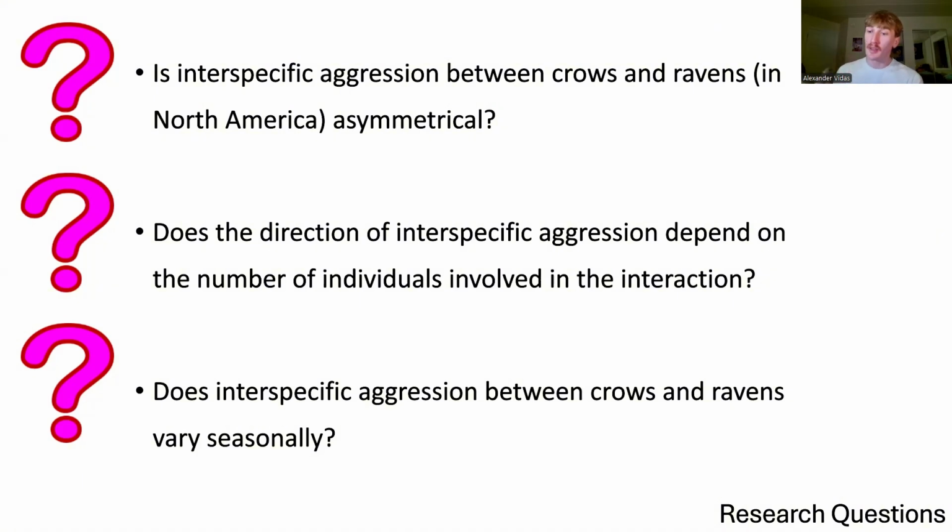So when we put a number to it, are we going to see more fair fights between one crow and one raven, or are we going to see more examples of what's called mobbing, when multiple animals attack one animal, because there's typically some advantage to it? And our third question is, does interspecific aggression between crows and ravens vary seasonally? So are we going to see more aggression happen during breeding season, like spring, or are we going to see less aggression during that month? Or when we put a number to it, what's that going to look like?